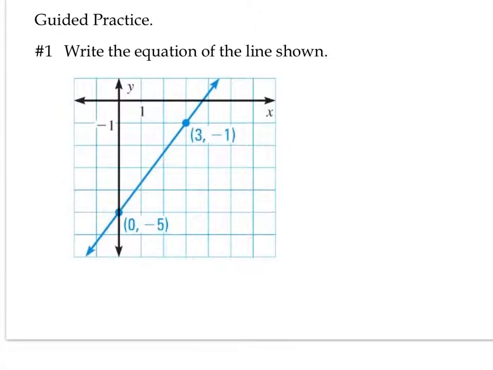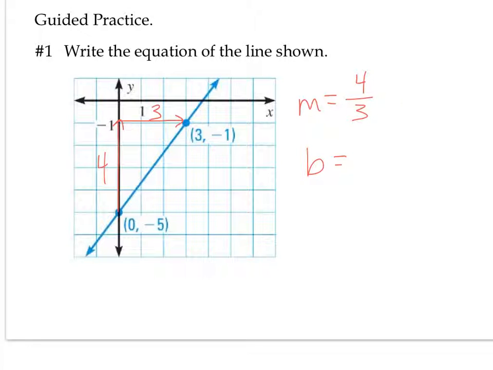If we look at this line that's graphed, we want to write its equation, we need to know the slope and the y-intercept. So let's talk about the slope, the rise over run. You can set up and do y2 minus y1 over x2 minus x1, or you could just count: rise 1, 2, 3, 4 positive and run 1, 2, 3 positive. So the slope is a positive 4 over a positive 3.